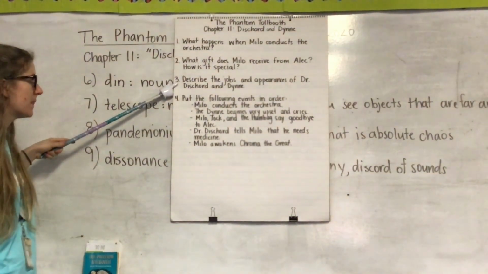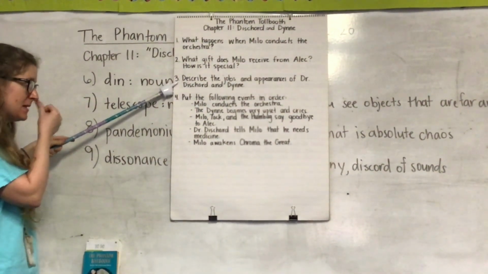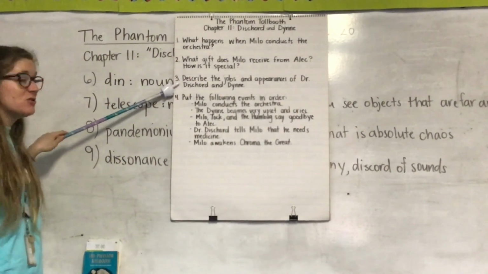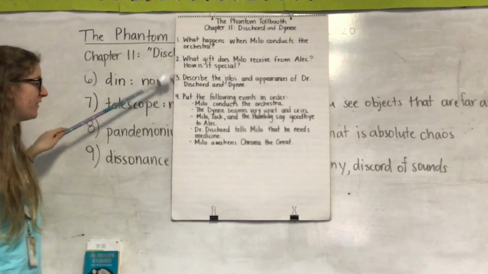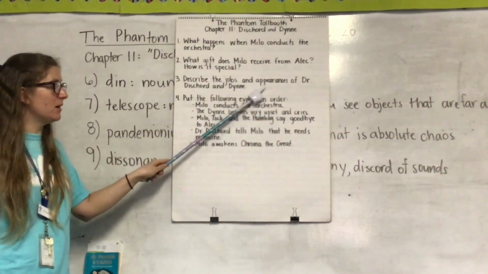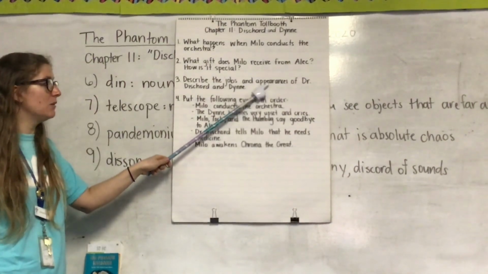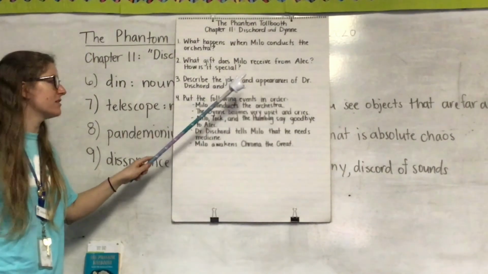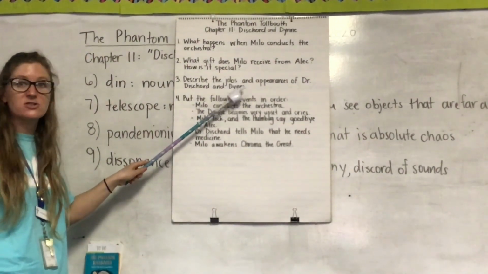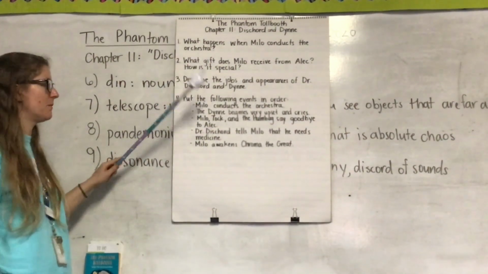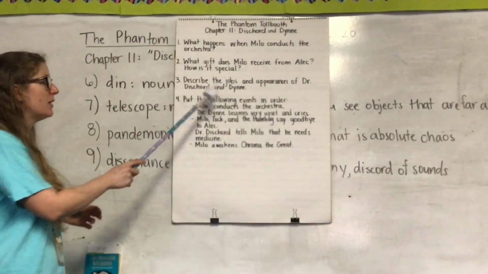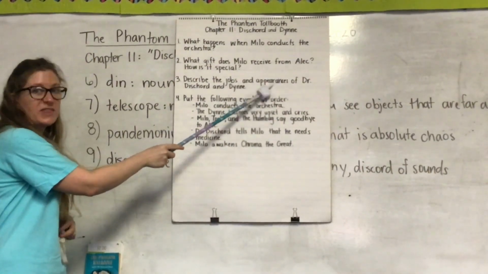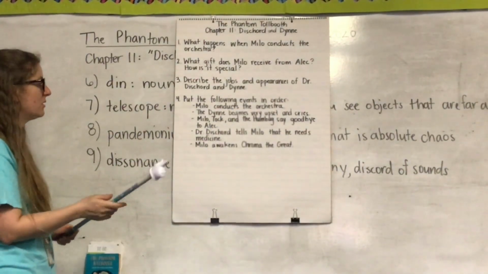Number 3, describe the jobs and appearances of Dr. Discord and the Din. I want you to do that in words. Once you are finished describing both their jobs and their appearances, remember appearances mean what they look like. If you would like to, you may draw a picture of what you think that they look like. You can use your colored pencils even because there's no time limit. You're just answering a certain amount of questions. But make sure that you do it in words first. Describe their jobs and their appearances or what they look like. Then you may draw a picture of what they look like.